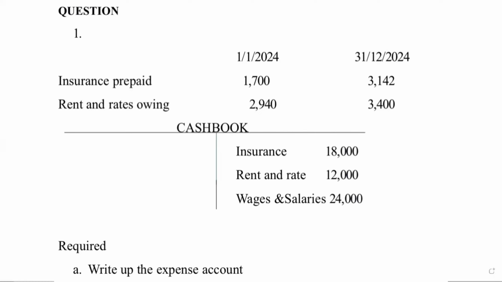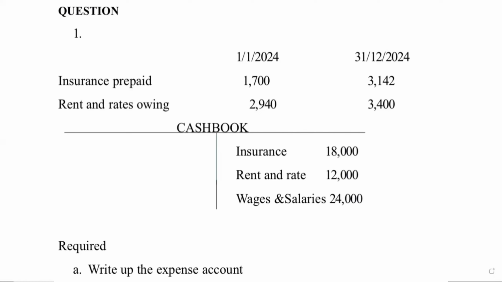And we have rent and rates owing, which is 2,940, and the closing balance is 3,400. The amount that was paid for rent and rates is 12,000, and the amount that was paid for insurance is 18,000 for that particular year, which is 2024.